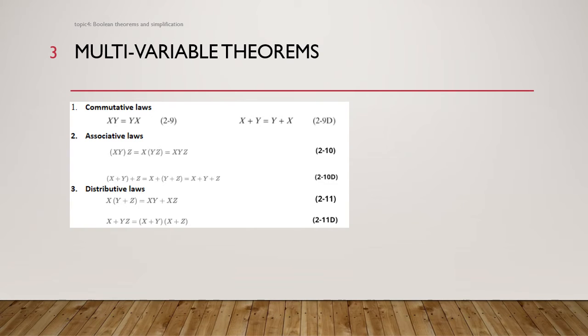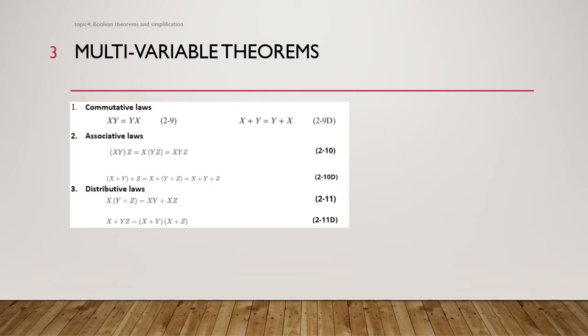Okay, now let's look at multivariable theorems. For the first two, they are just the same as what we learned in math class. The commutative law basically says you can switch the place of the variables without changing the result. The associative law states that you can find the result using any sequence in the expression without changing the result. Right? Then we have the distributive laws.